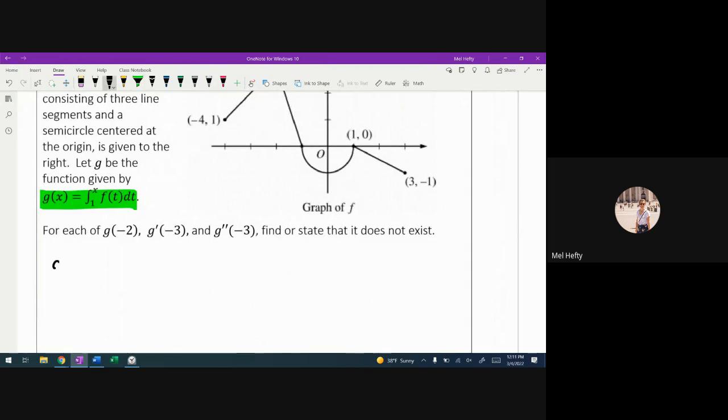So let's do g of -2. I'm going to set you up, and then you guys are going to find it for me. Plugging this guy in, I've got 1 on the bottom. What number is going on the top? -2. Ew. Anyone else creeped out?